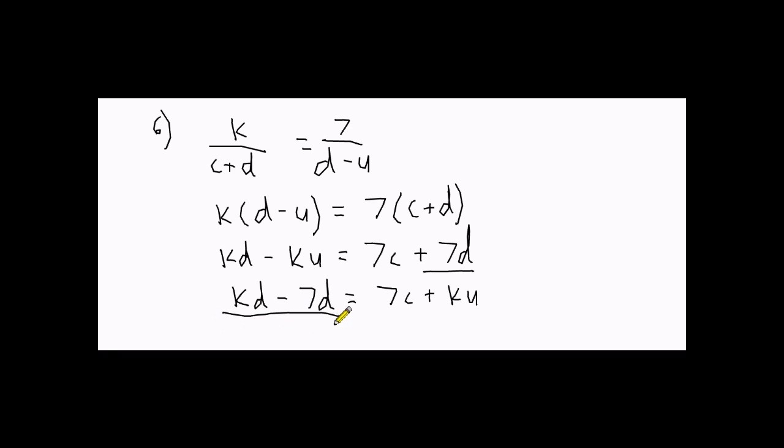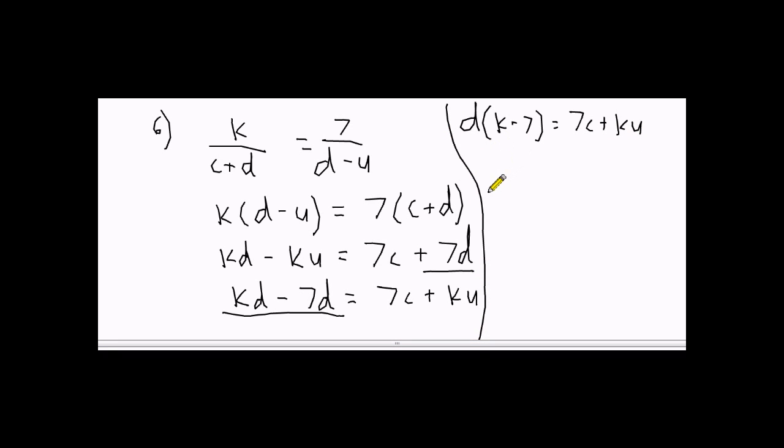And now on this side, we're going to factor out d, which leaves us with d times k minus 7 equals 7c plus ku. And now let's just draw a line here so we're not confused. And now we're going to divide by k minus 7 on both sides. So d is 7c plus ku over k minus 7. Okay.